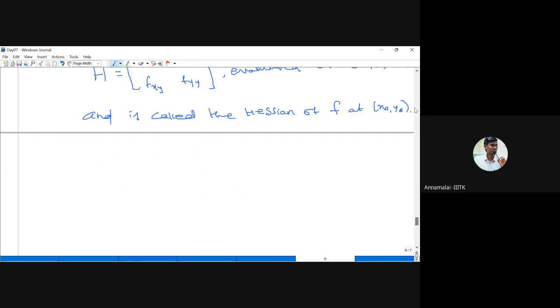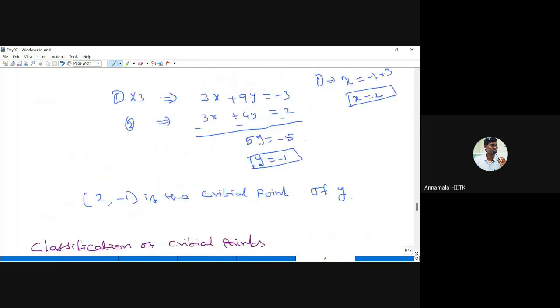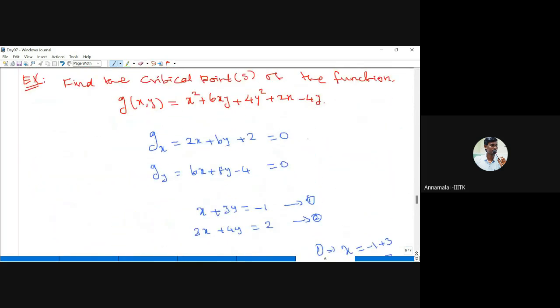Okay. Now, for example, if you look at the previous example, we know g. So what is the Hessian of g? Already we know the Hessian of g at some point. Okay. So already we know gx. So what is gxx? Maybe I can write here. So what is gxx? Again, if you differentiate, we get 2. What is gxy? You get 6. Again, what is gyy? You get 8. Again, gyx is also the same.